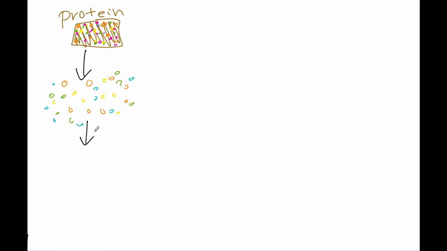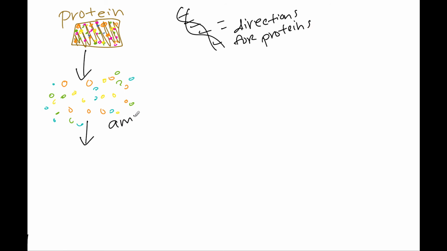So there's something called protein synthesis, or AKA just making proteins. And in order to do that, first of all, how do we know what to make? Well, we know what to make based off of directions. Those directions are found in our DNA. So, DNA equals directions for proteins, okay? But the amino acids are the ingredients. So the amino acids are the ingredients.